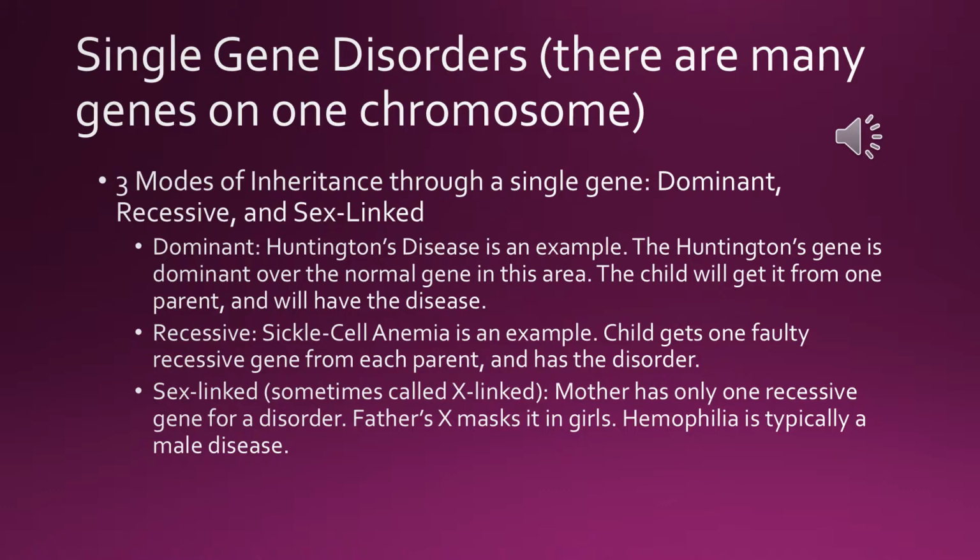So that's recessive transmission. Sex-linked transmission, also called X-linked. This is an interesting one. This is when the mother has a recessive gene for a disorder in the X chromosome, okay? And the father has a normal X chromosome that he passes on to his little girl. So when you have the recessive and the dominant together, recessive from the mother, the dominant from the father's X dominates the mother's recessive, and therefore the child is born normal.